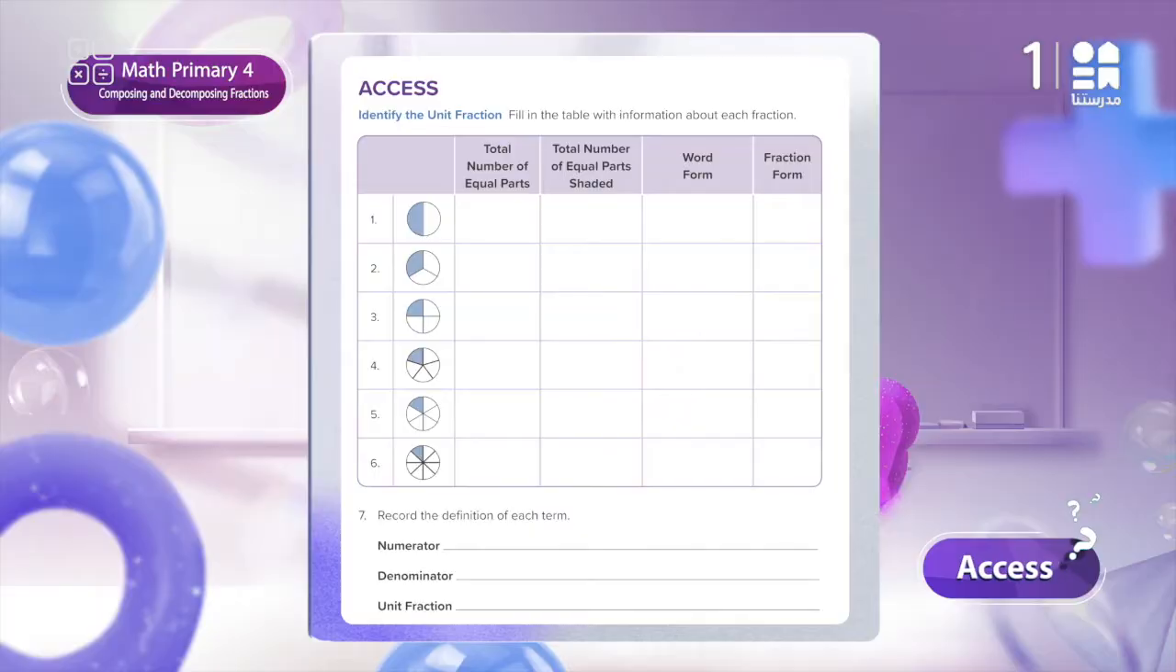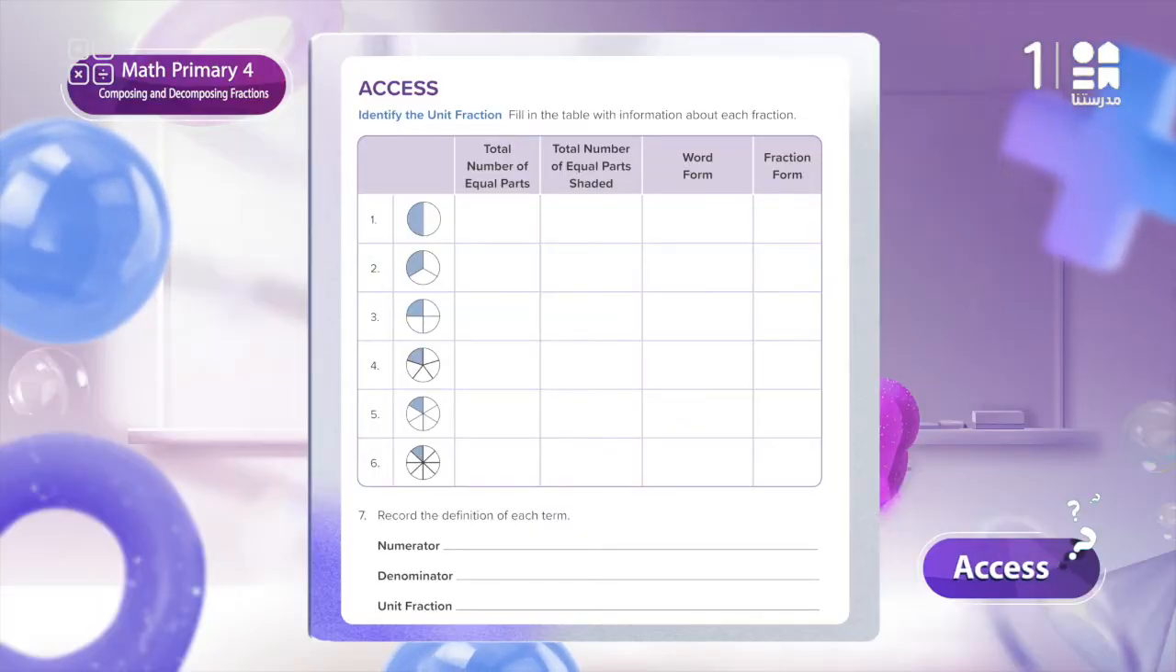Now, let's move to the activity part at the beginning of Access entitled Identify the Unit Fraction on page 3 in your school book. Let's see it all together.